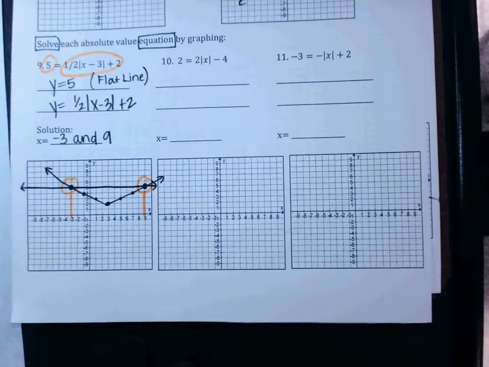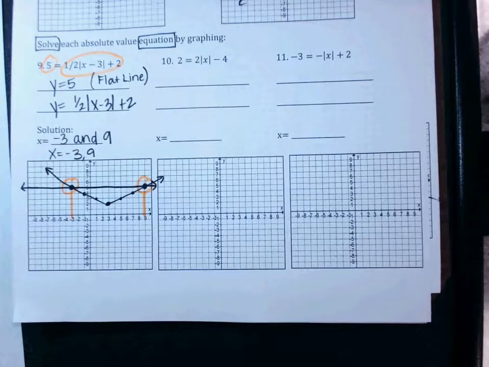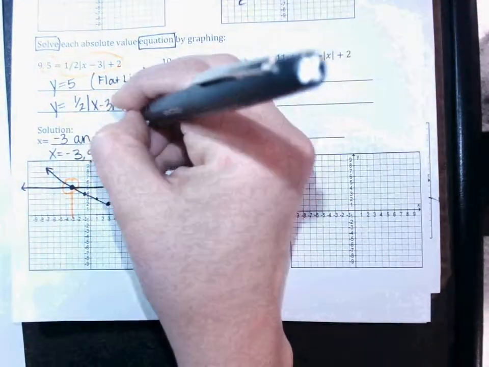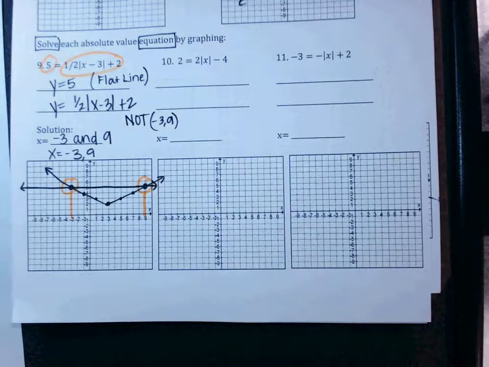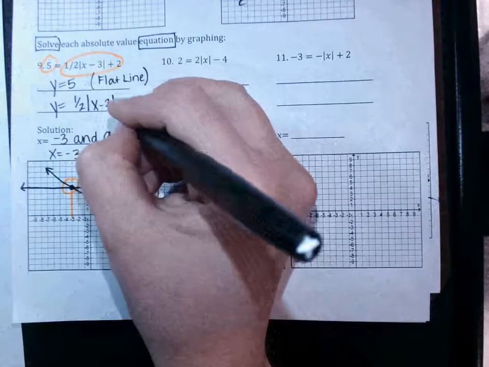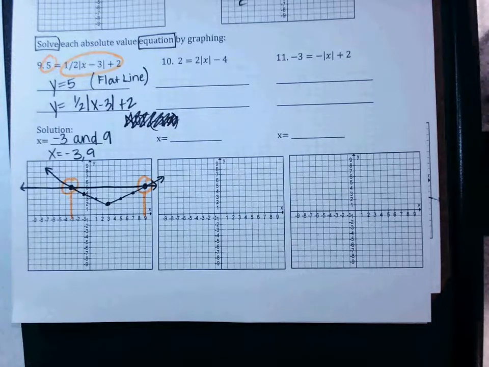If you would rather not write the word and, I don't care, that's fine. You can do this, but do not put parentheses around it and make it like an ordered pair. Okay, that's wrong. So do not do this. -3, 9, like that. Okay, that is not at all right. So just don't do that. Okay? Alright, the next one we're going to do is number 11, then you'll have the rest of class to work.